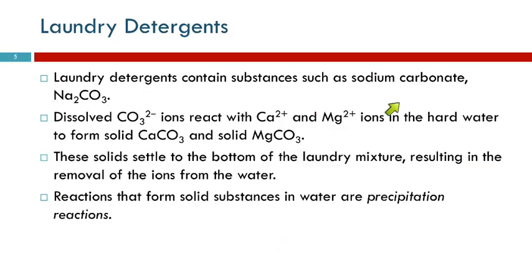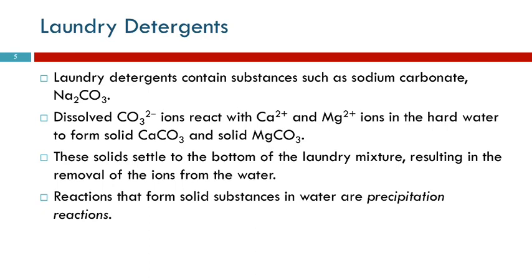Things like sodium carbonate. So here's the formula for sodium carbonate. This is a soluble compound. Dissolved carbonate ions are going to react with those calcium and magnesium ions that form a problem with the soap. And they precipitate the calcium as calcium carbonate and the magnesium as magnesium carbonate. They essentially remove the hardness from your water so that it doesn't cause the formation of that soap scum.